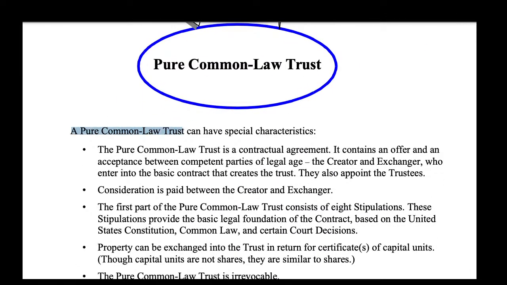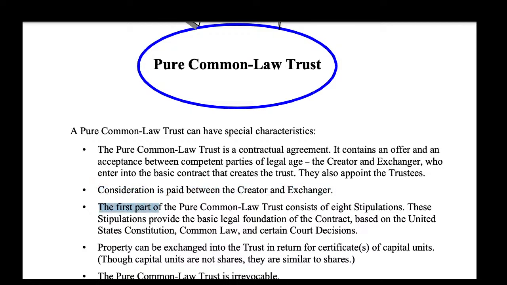All right, a pure common law trust can have special characteristics. The pure common law trust is a contractual agreement. It contains an offer and an acceptance between competent parties of legal age, the creator and the exchanger, who enter into the basic contract that creates the trust. They also appoint trustees. Consideration is paid between the creator and the exchanger.